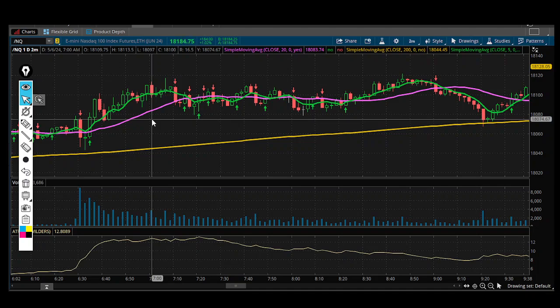We can never pinpoint exactly where the potential stop loss is going to be. We have to just manage our risk accordingly based on the technicals that are going on the chart. So again, just keep it very, very simple.